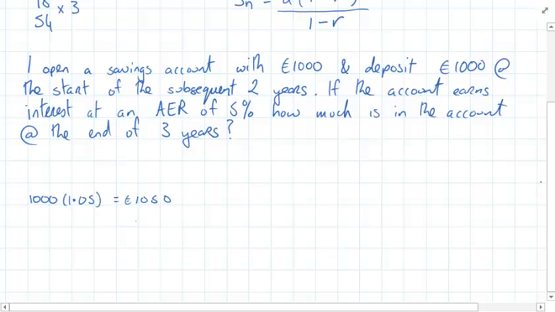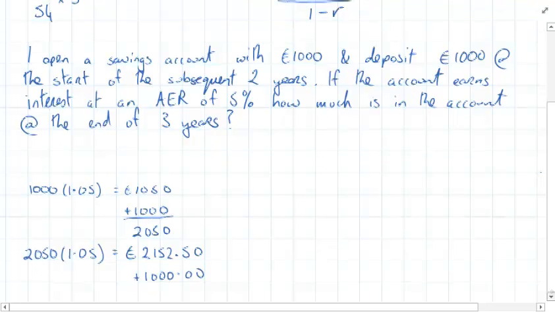Before we start the second year, remember we're adding in an extra €1,000. So that's going to give me €2,050 in the account at the start of the second year. So if we want to work out how much is in the account at the end of the second year, we're going to take that 2,050 and multiply it by 1.05 again. And when we do that, we're going to get an answer of €2,152.50.